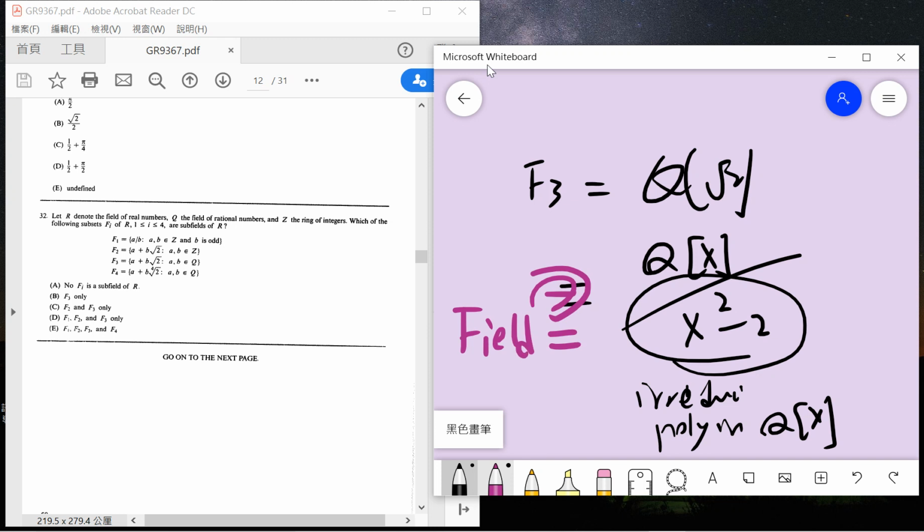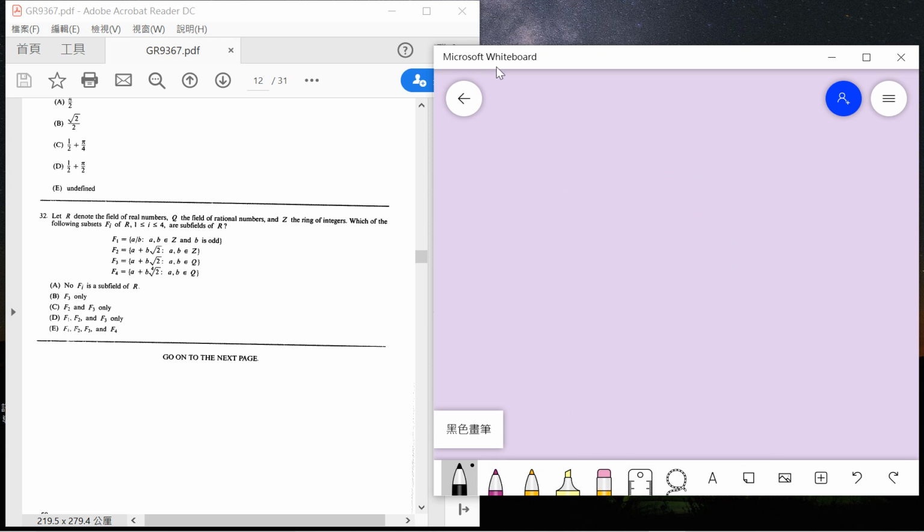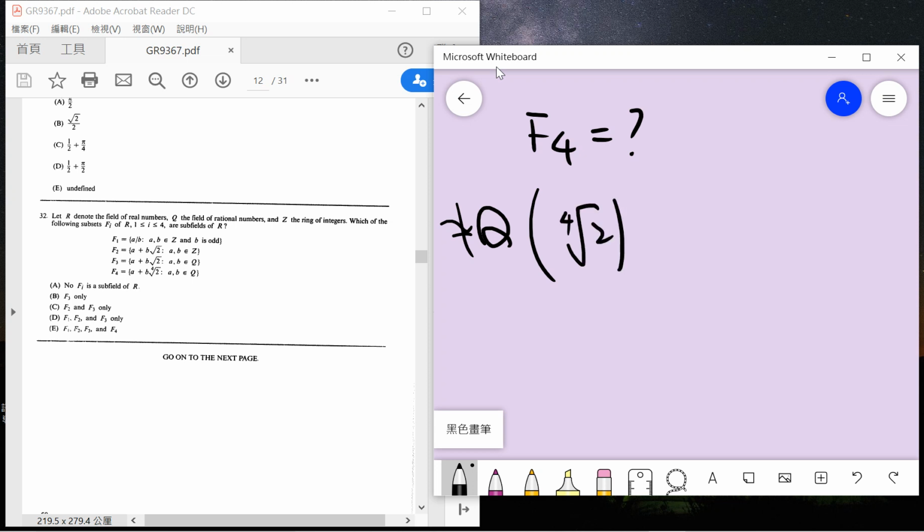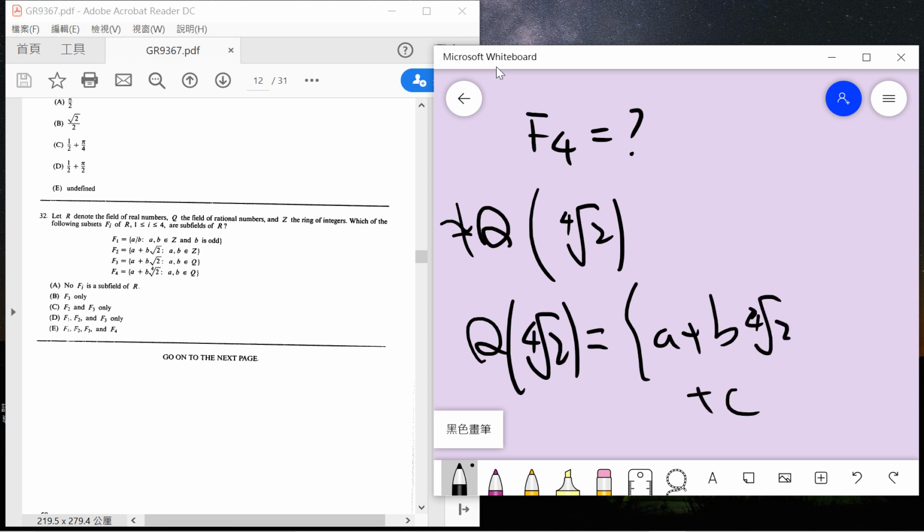Okay, so up to now only F3 is correct. So from here we can already see the answer is F3. So the answer is B. But okay, so how about F4? People like to ask about F4. F4 looks like Q adjoined the fourth root of 2, but actually it is not, because Q adjoined the fourth root of 2 should be a plus b fourth root of 2, c fourth root of 2 squared, and d fourth root of 2 cubed. So actually F4 is not a field.